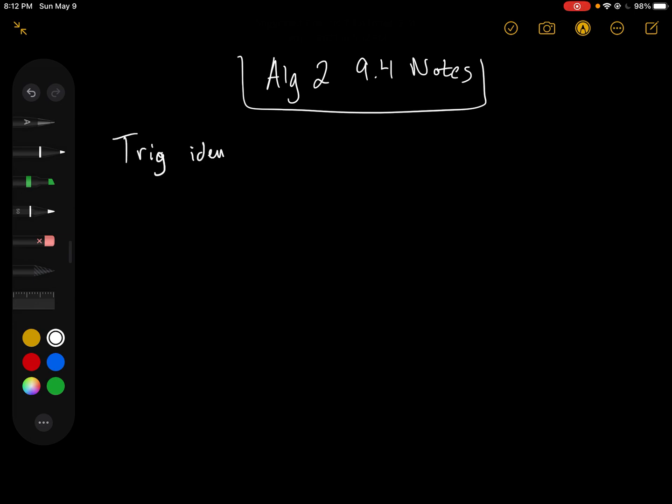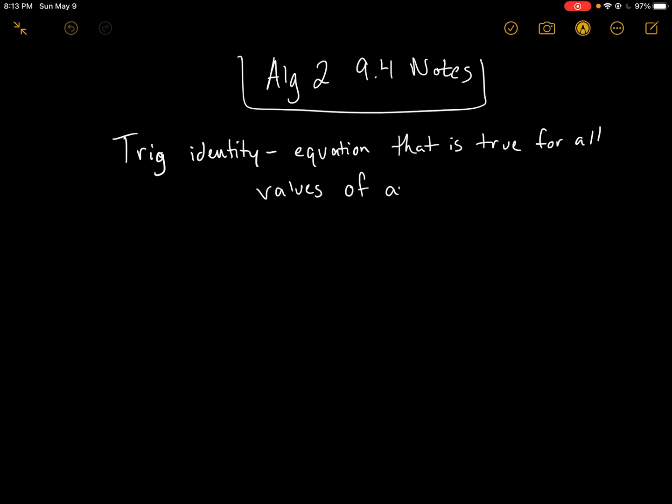a trig identity is an equation that is true for all values of an equation.